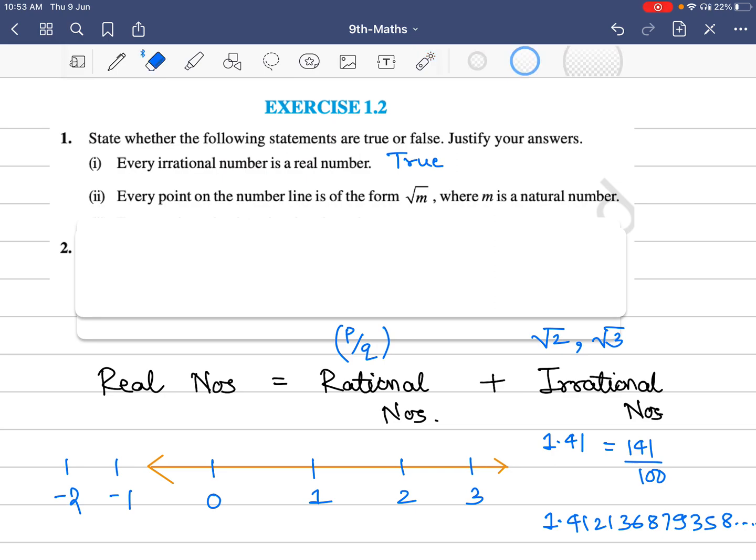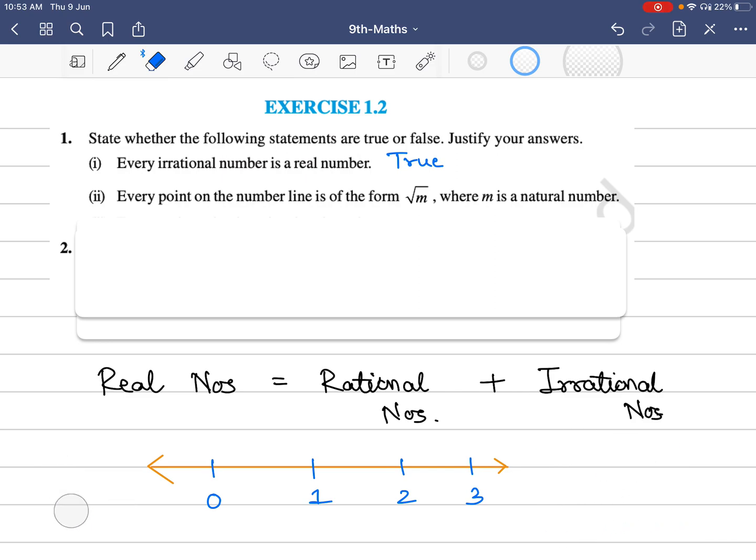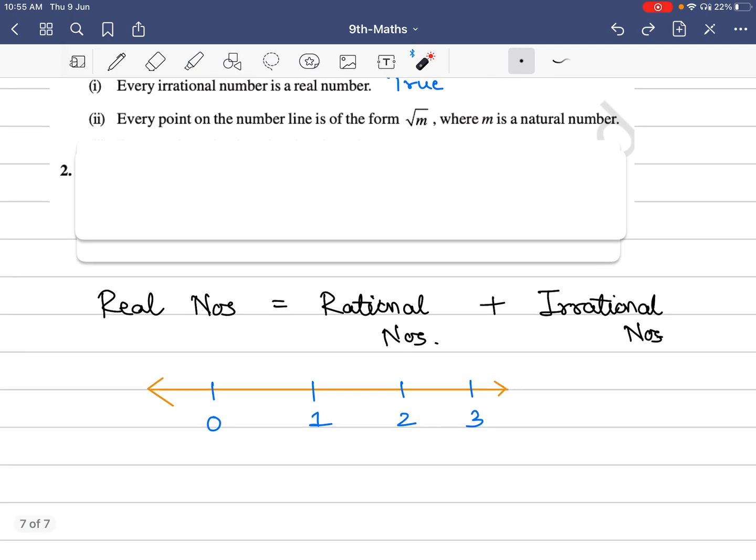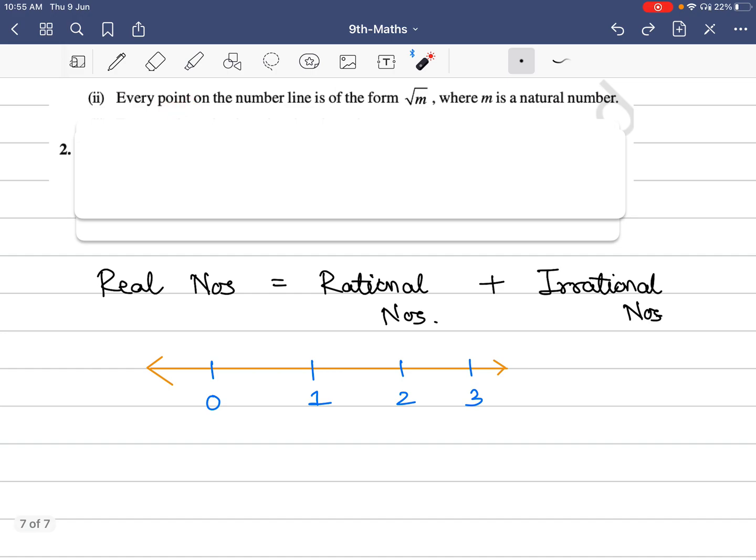First of all, let's clear this unnecessary writing so that we can focus on this. The question says that every point on the number line is of the form root m. So let's assume this statement is true and let's see if it holds for every number on this number line. Let's assume that every point on the number line can be expressed in the form of root m, and let's see if that is really possible.